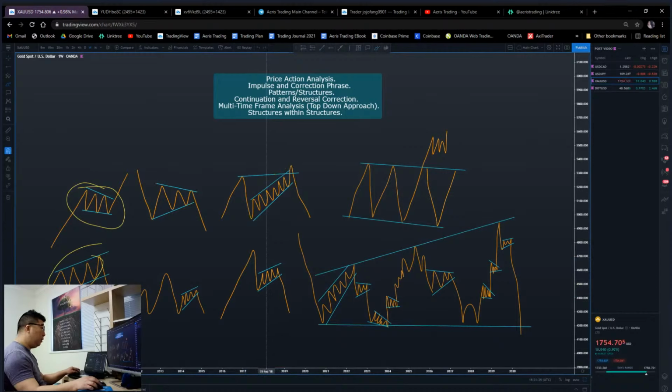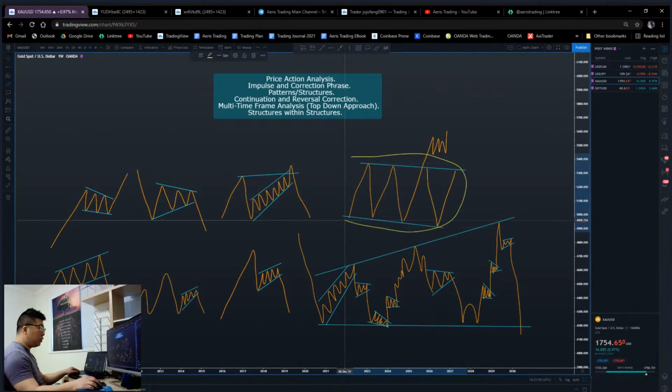They can only be continuations or they can only be reversals, right? There cannot be any other type. You're either going to see a continuation or you're going to see a reversal. There cannot be a third one. That's how the price moves.